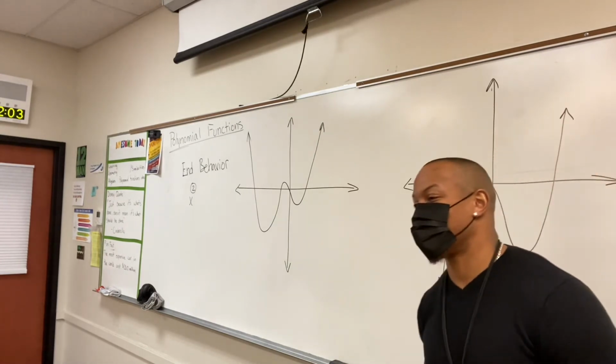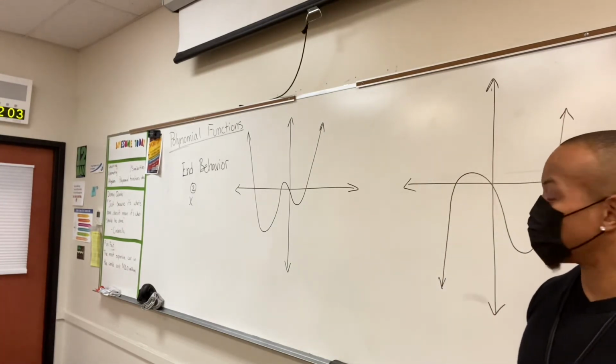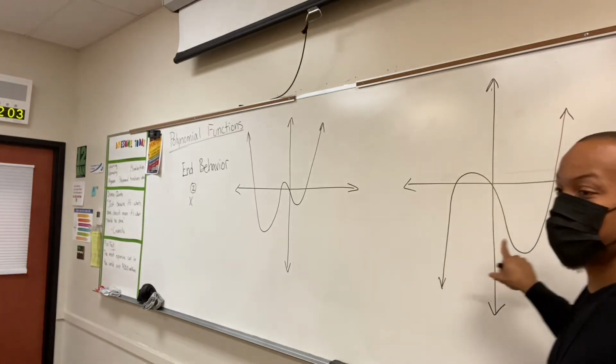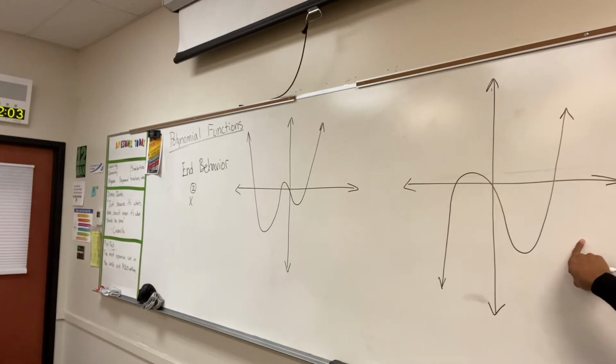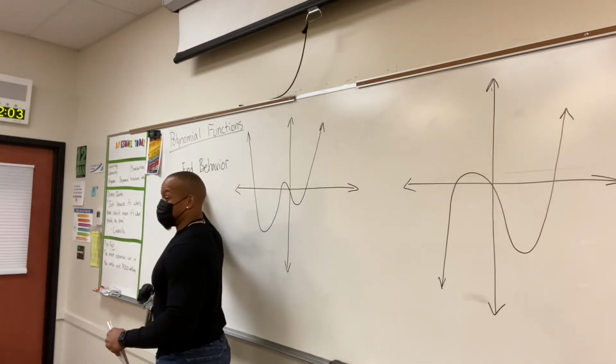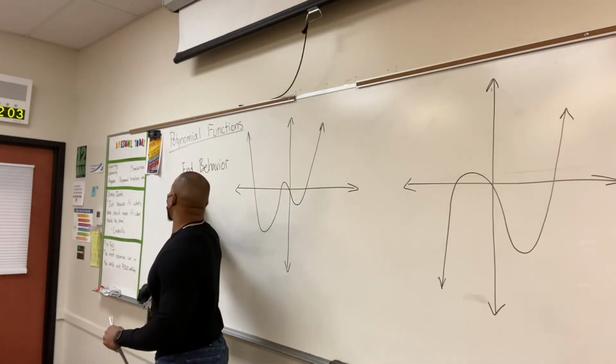Okay, would the N shaped one be odd? Which one are you talking about? That one. This one? Yeah. That would be odd, and this one would be even because of where the arrows end. Exactly. You got it? Yeah, I got it.